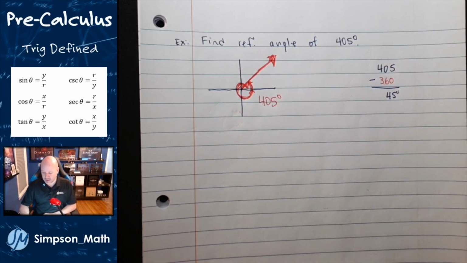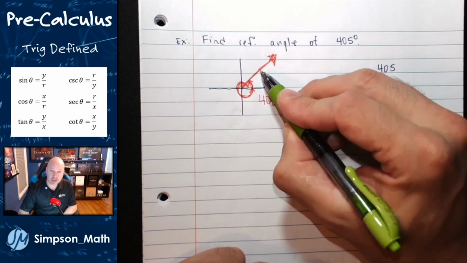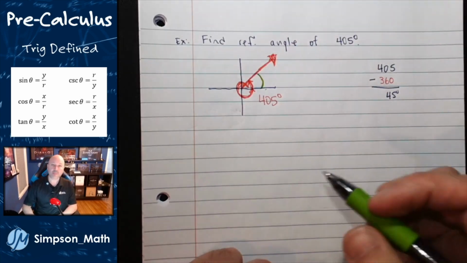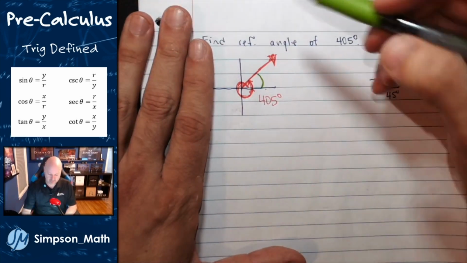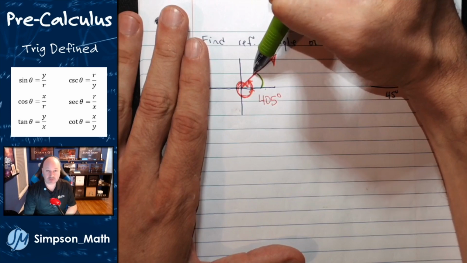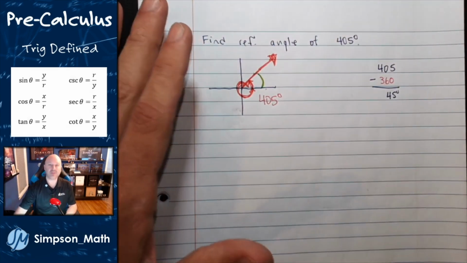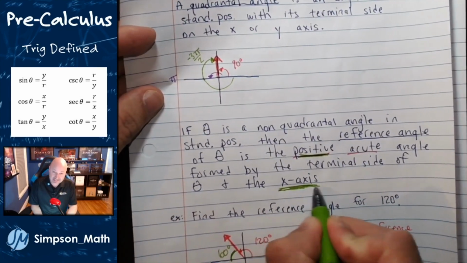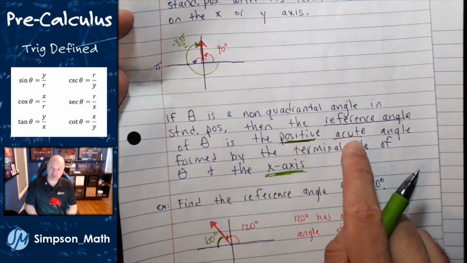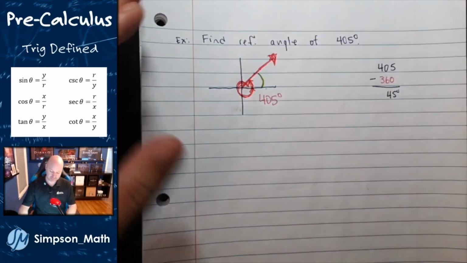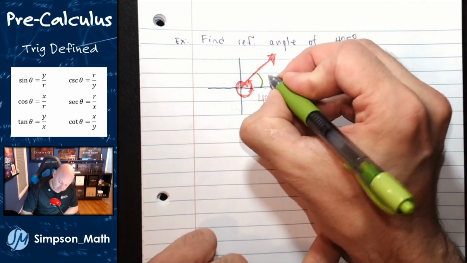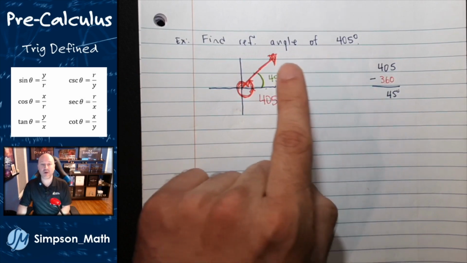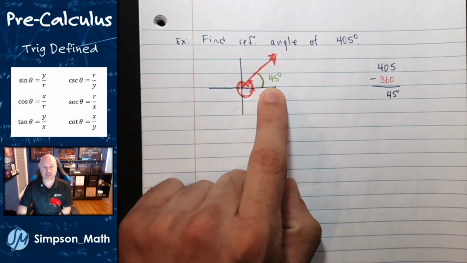The reference angle is formed by the terminal side and the x-axis, and it's always the smaller of the two. A lot of students, when I walk around in the classroom, will try to draw the angle to the y-axis, but no. The definition clearly states the x-axis, and we're talking about the acute angle, and we're going to think of it as positive. So this green angle here is 45 degrees. 405 degrees has a reference angle of 45 degrees.